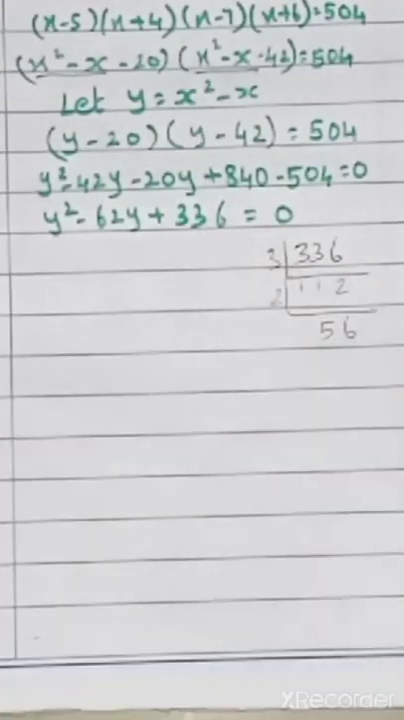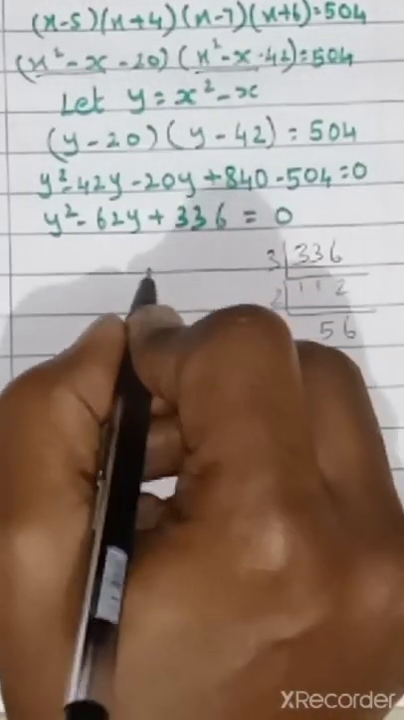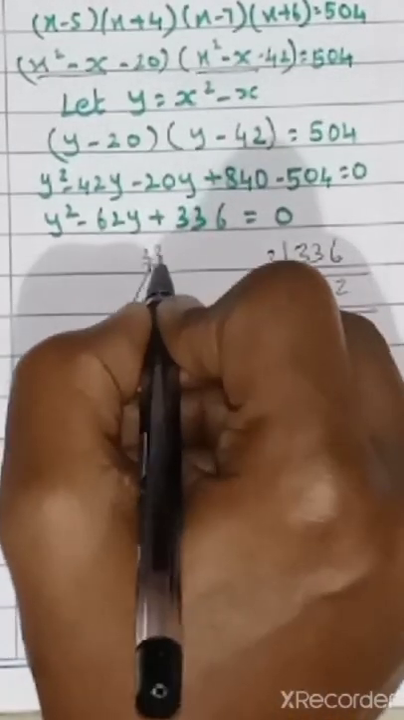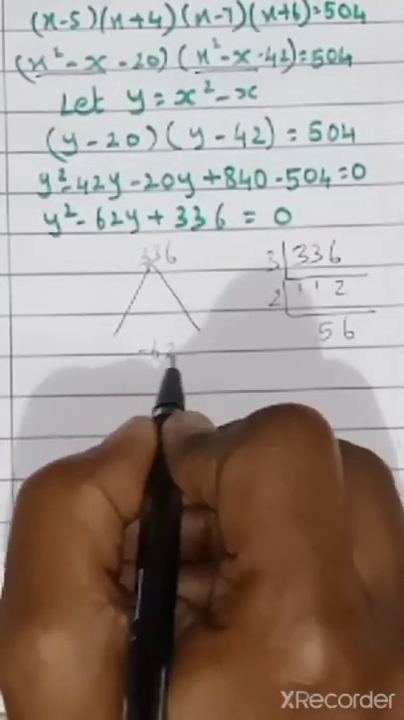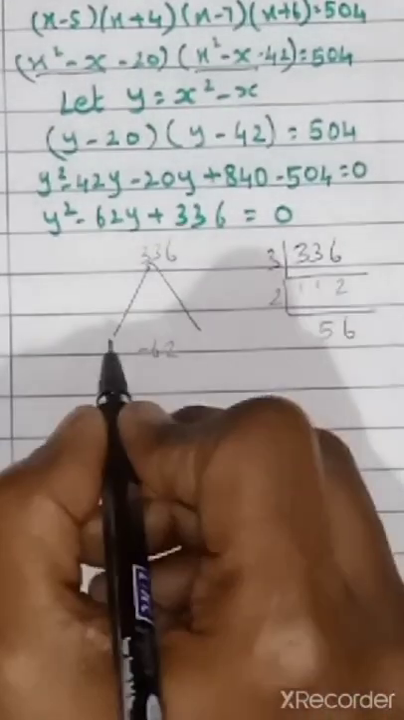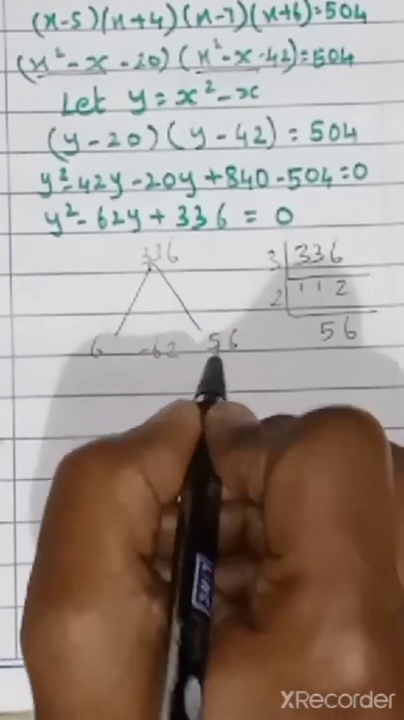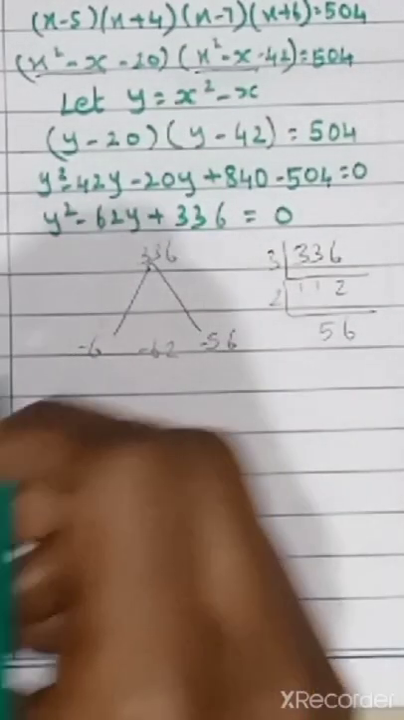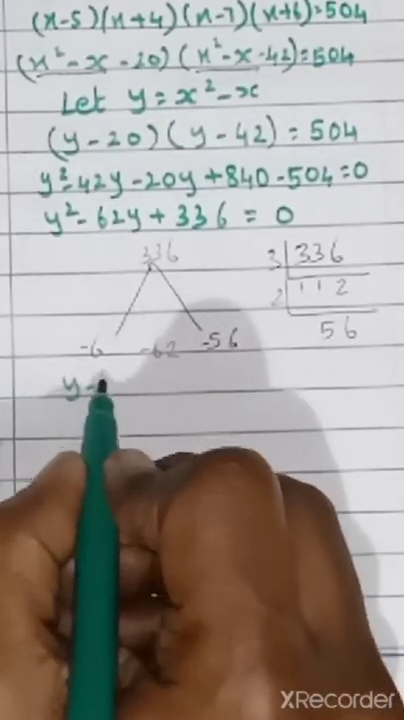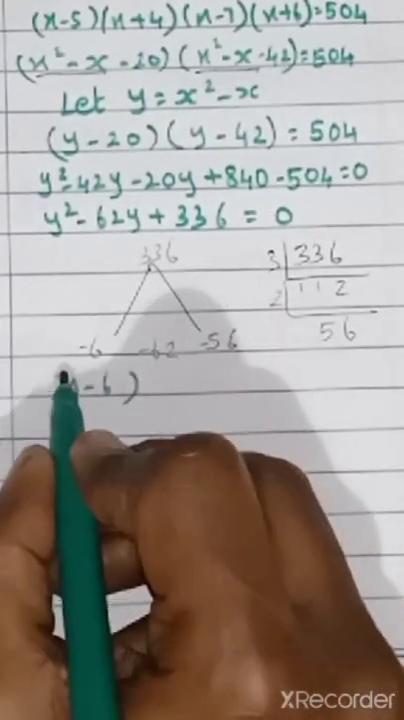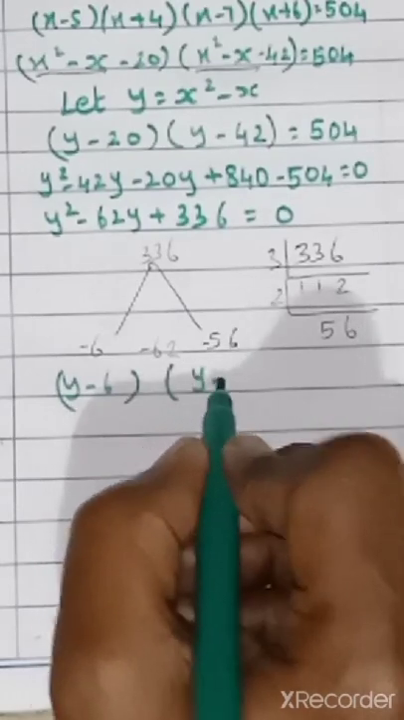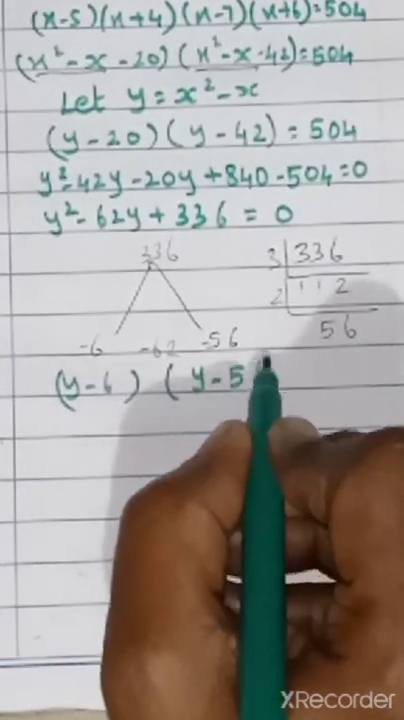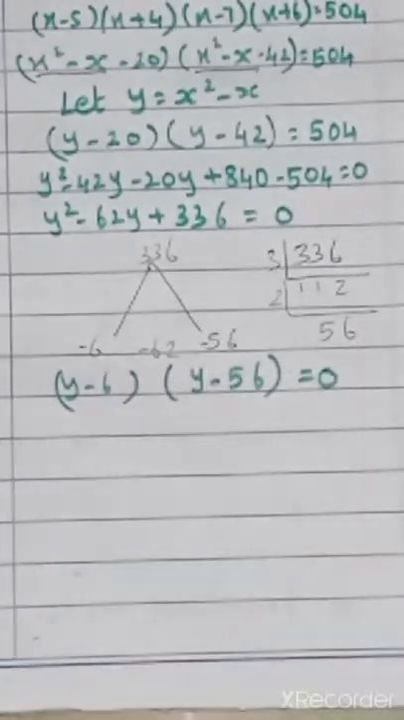Okay. So your tree method will be 336 and minus 62. What are the two numbers? 6 and 56, both with minus. Correct? So will anything divide? No, nothing to divide. So what can we conclude after this, what are the factors? y minus 6 into y minus 56 equal to 0. Correct?